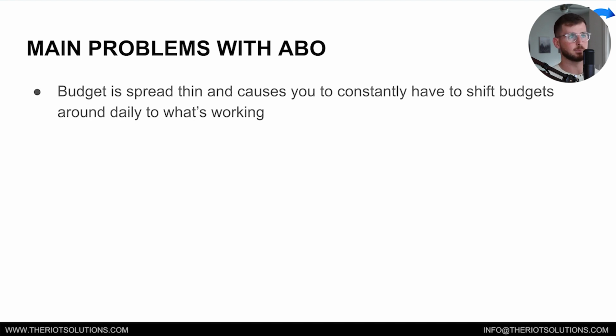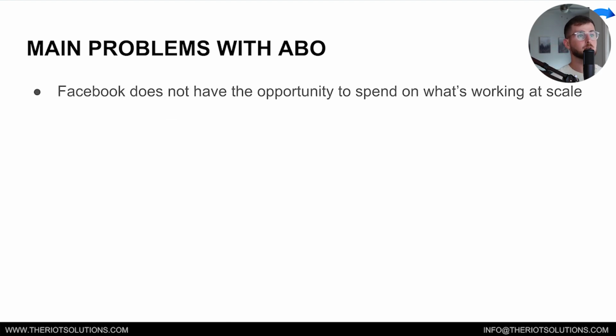I did not like it at all. So that's the main problem of ABO. You're constantly having to manage a lot with the budget. And with CBO, you don't have to do that at all. Because the budget's spread thin, it's more management. And then lastly, Facebook does not have the opportunity to spend on what's working at scale.